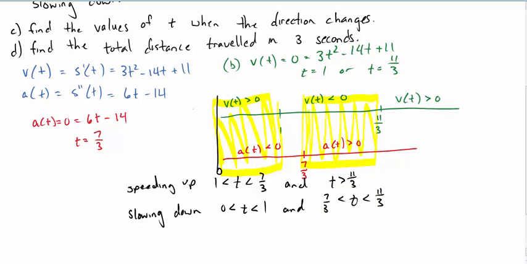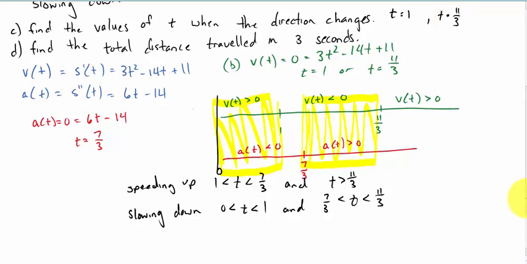Part C, find the values of t when the direction changes. Well, we have that from our velocity sign diagram. Our velocity sign diagram says we change directions at t equals 1 and t equals 11/3. That's where we switch from traveling to the left to the right and vice versa.